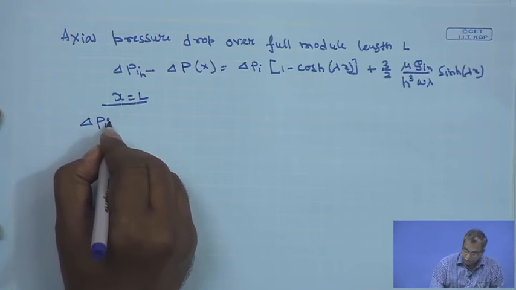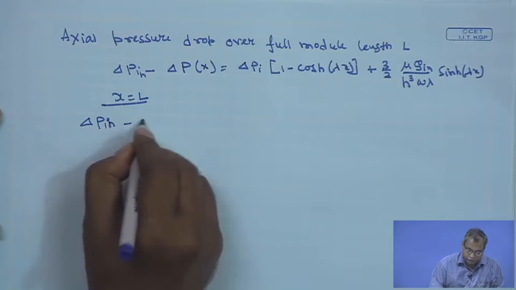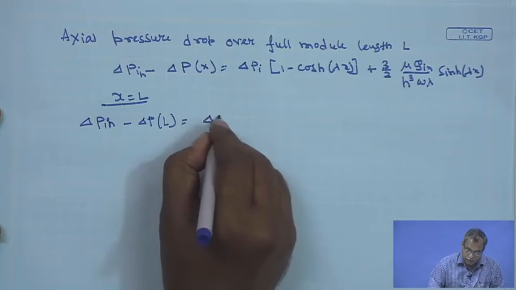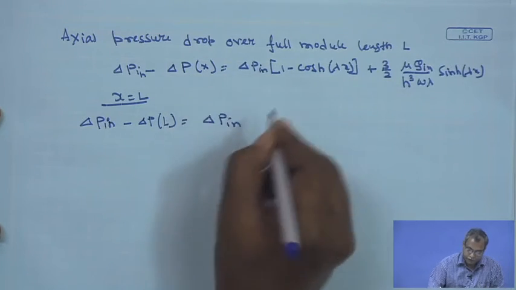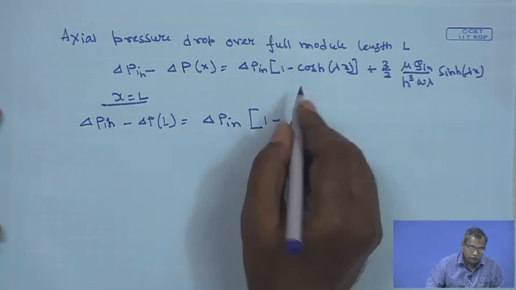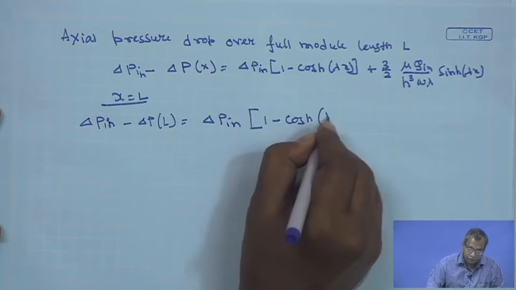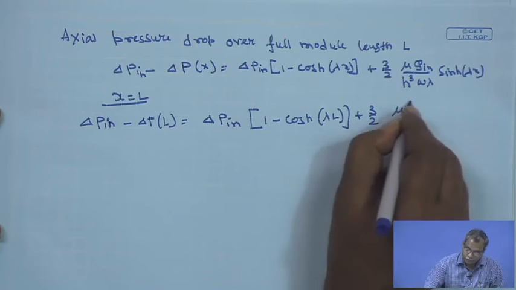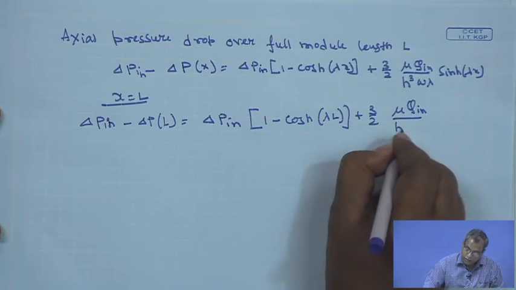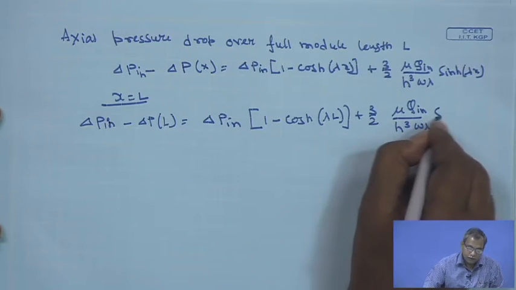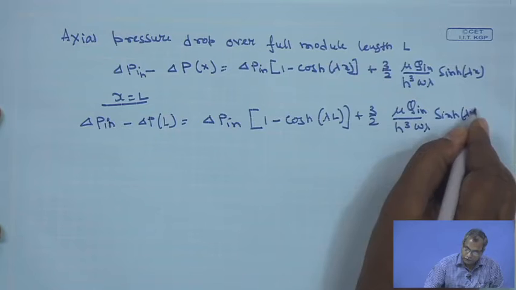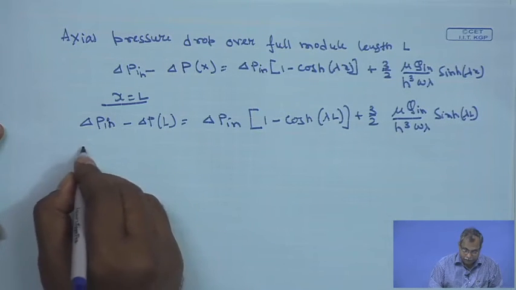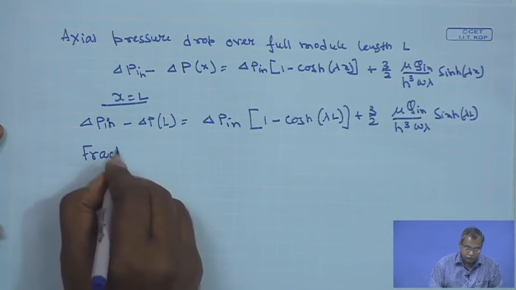So, delta p in minus delta p L is equal to delta p in times 1 minus cos hyperbolic lambda L, plus 3 by 2 mu q in divided by h cube w lambda sin hyperbolic lambda L. Now, one can get an expression of fractional recovery of feed.